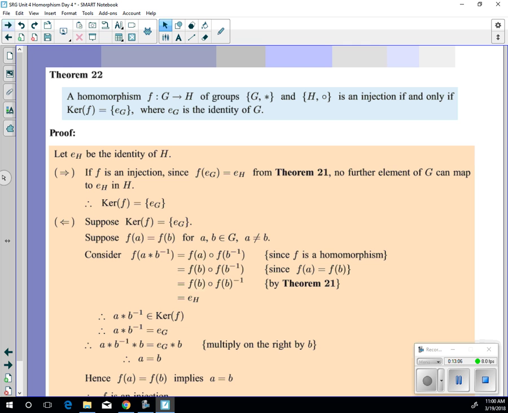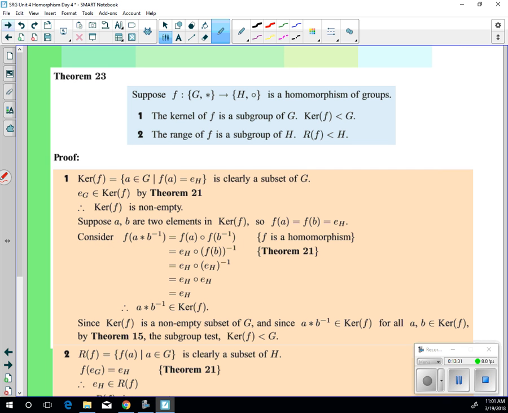Homomorphic injection, we talked about that, is an injection if and only if the kernel equals E of G. This is a substitution that you can make. If you do find the kernel is equal to E of G, where E of G is the identity of G, then you can make a statement about it being an injection. We just use graphs for this.